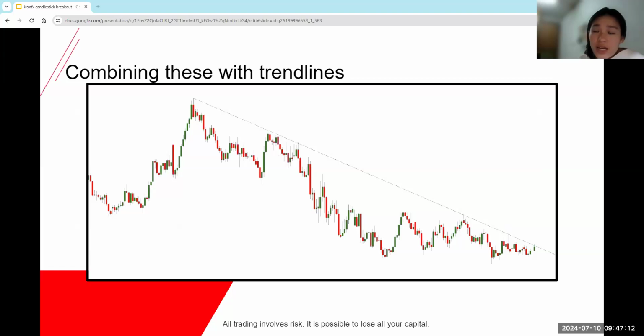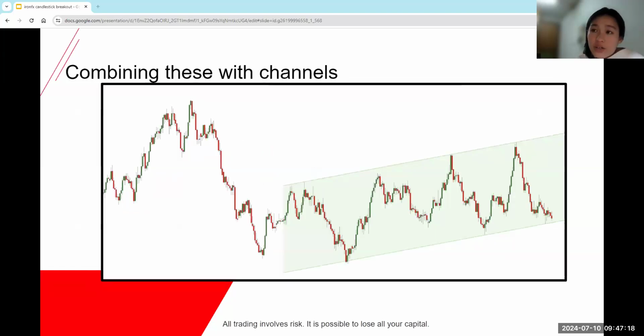Okay, so just to recap, a valid trend line is when there are at least three touches on it. Like here we see at least three. Here you can combine all of this with your channels as well, like we did earlier.